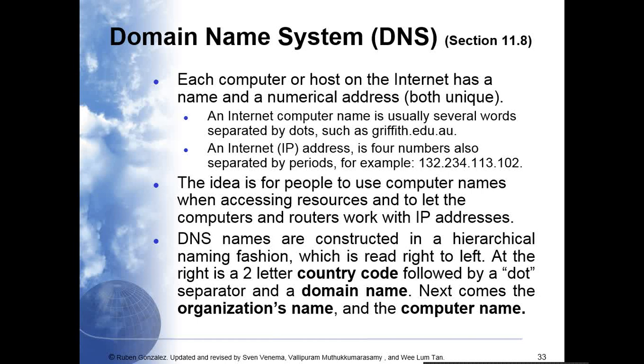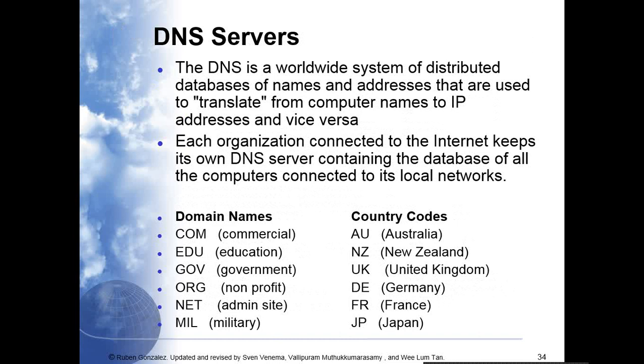So DNS names are constructed in a hierarchical naming fashion, read right to left. At the right is a two-letter country code, followed by a domain name, followed by the organization, followed by the computer name. So for example, griffith.edu.au, the .au is on the end. So AU is Australia. EDU is educational machines inside Australia. Griffith is one of those educational institutions in Australia. And then you might have, I don't know, a machine name like fred.griffith.edu.au. And Fred would be a machine inside that domain.